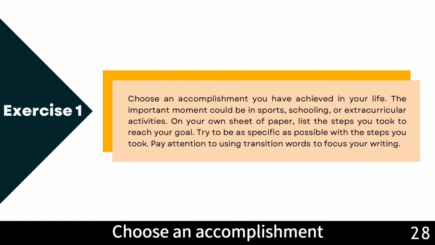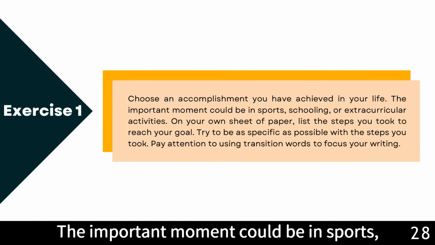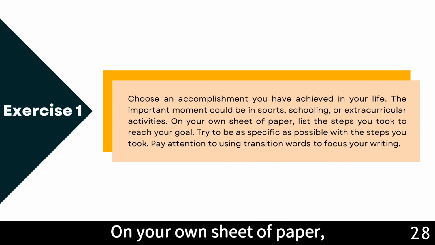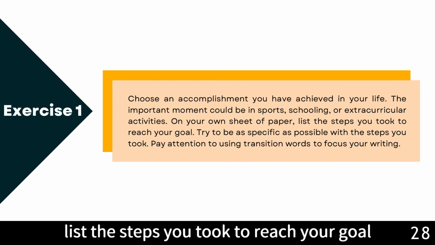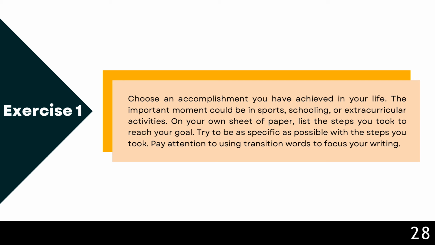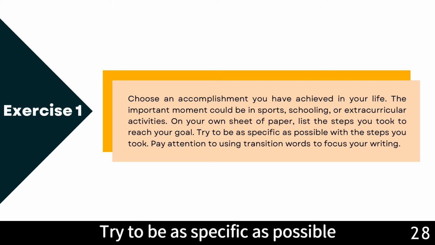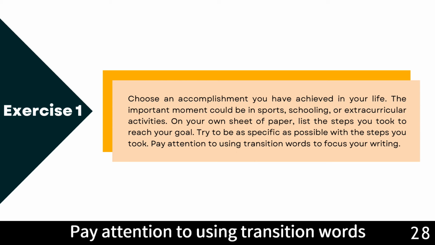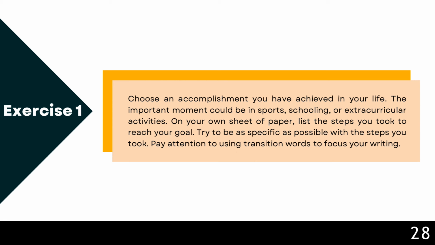Choose an accomplishment you have achieved in your life. The important moment could be in sports, schooling, or extracurricular activities. On your own sheet of paper, list the steps you took to reach your goal. Try to be as specific as possible with the steps you took. Pay attention to using transition words to focus your writing.